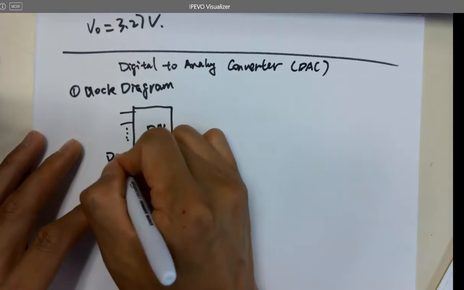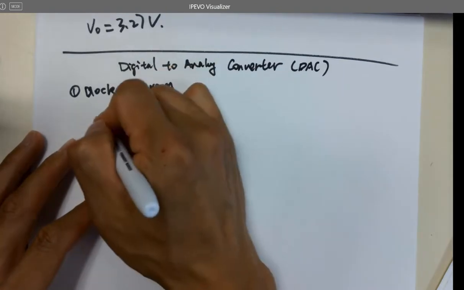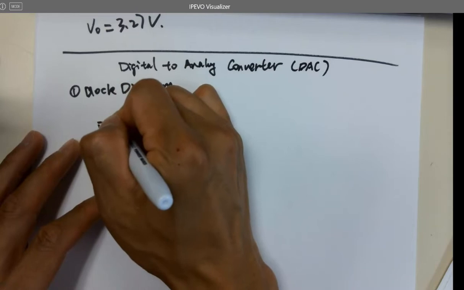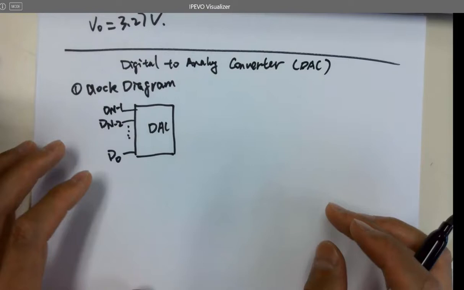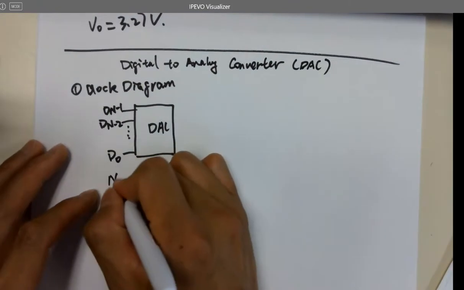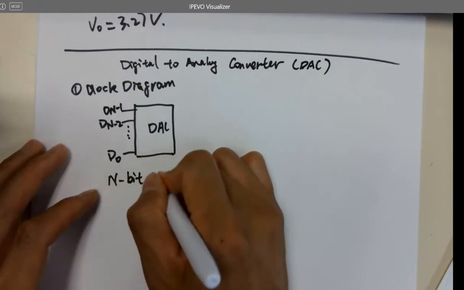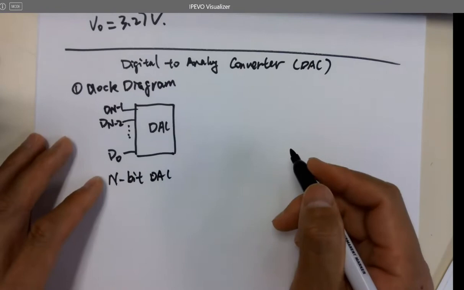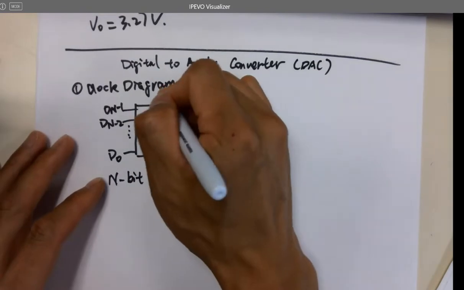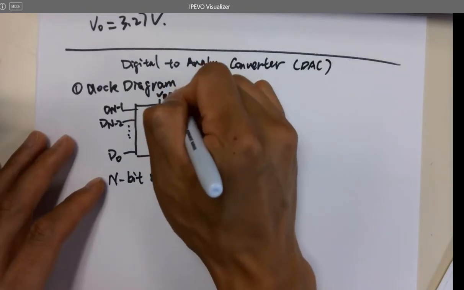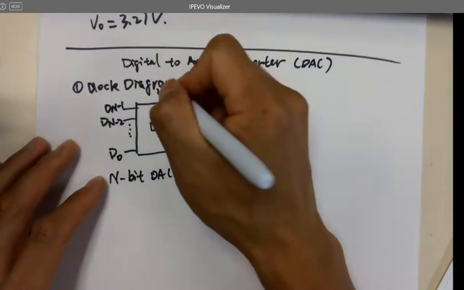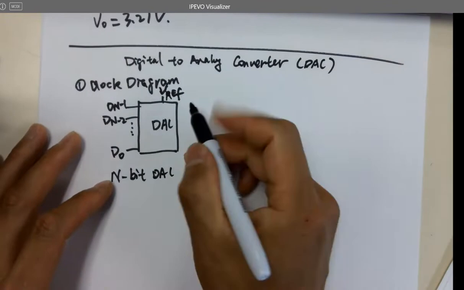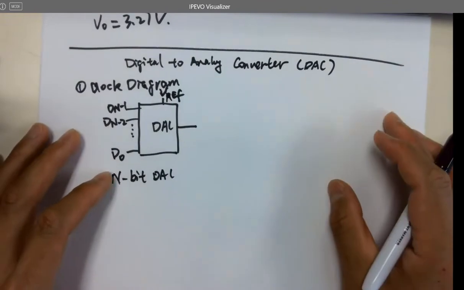If this is called D0 and this is Dn minus 2, Dn minus 1, why is there no Dn? It's an n-bit DAC. And you need a VREF here as well, a reference voltage, VREF. How many outputs are you expecting?